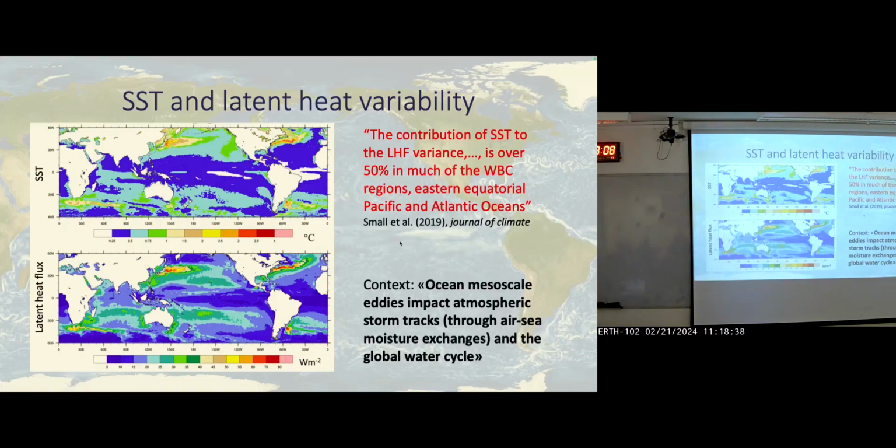The contribution of SST to latent heat variance is over 50% in much of the western boundary currents, and also in other regions, but you see that these are the most variable regions globally. So the high correlation with latent heat means that this SST also controls moisture supply to the atmosphere, so it may have an effect on the global water cycle.